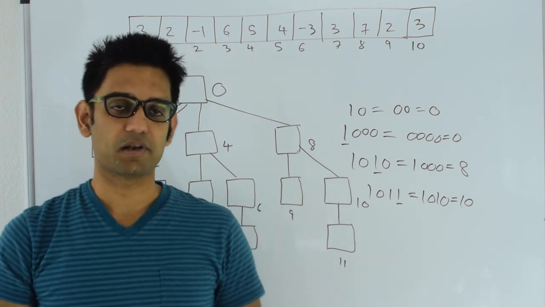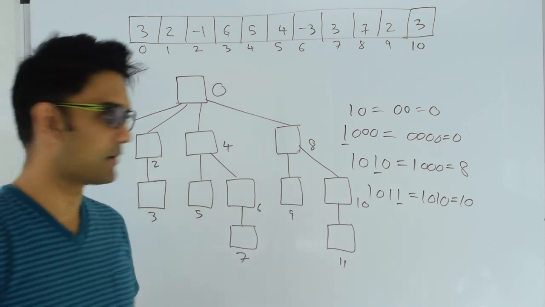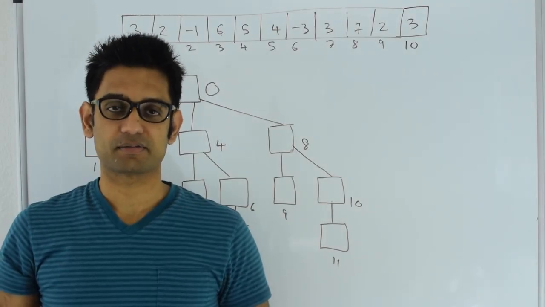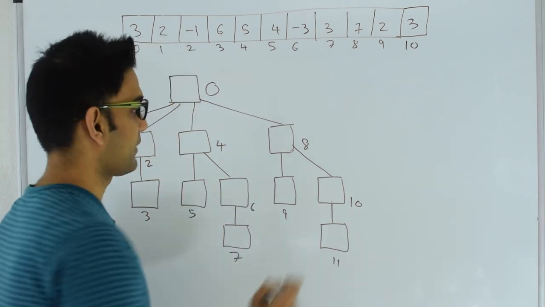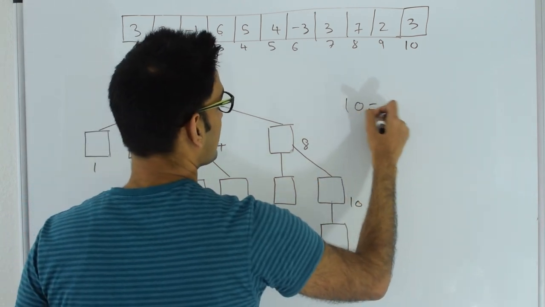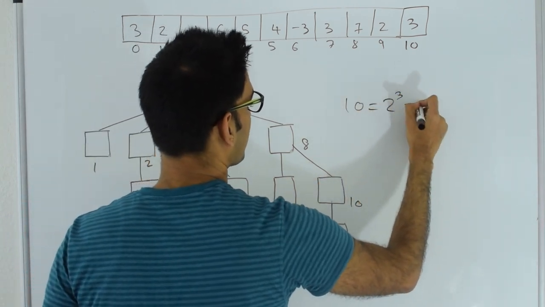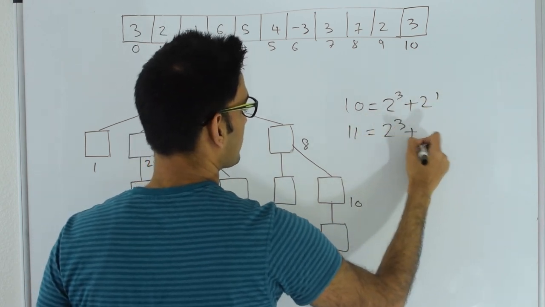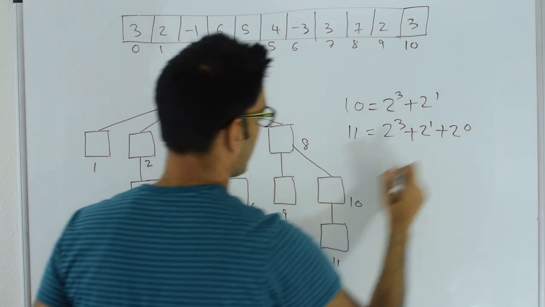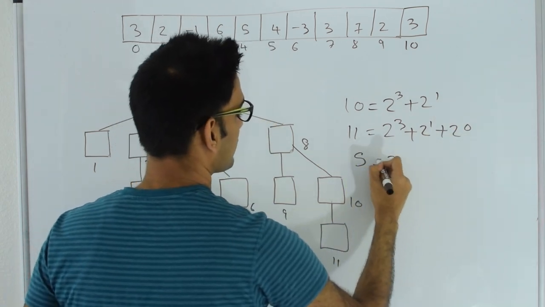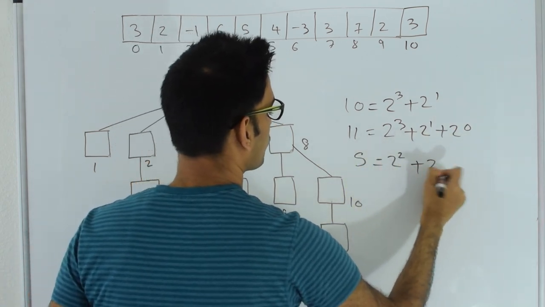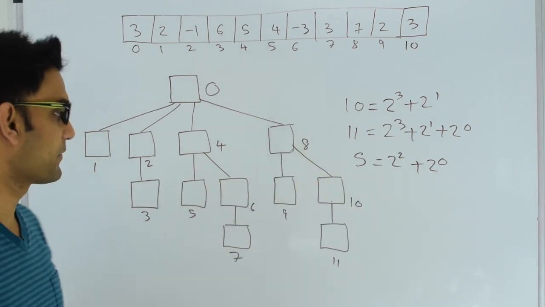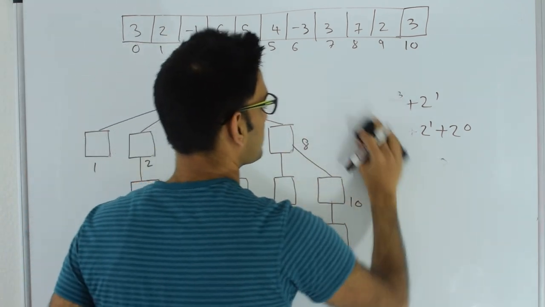Now, let's try to fill up this tree here with the prefix sum information. One thing to notice is that every number can be represented as a sum of powers of 2. For example, 10 is 2 raised to 3 plus 2 raised to 1. 11 is 2 raised to 3 plus 2 raised to 1 plus 2 raised to 0. 5 is 2 raised to 2 plus 2 raised to 0. So the Fenwick tree uses this information to store the prefix sum. Let's see how this works.